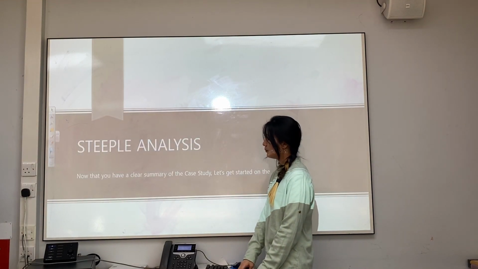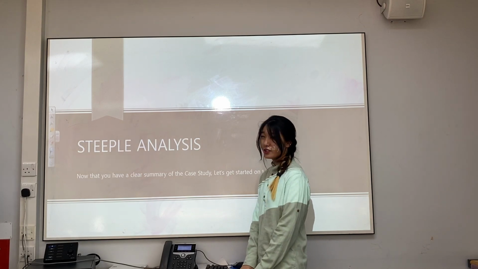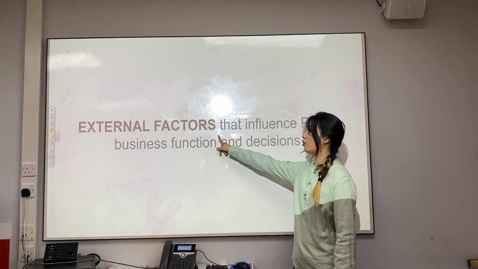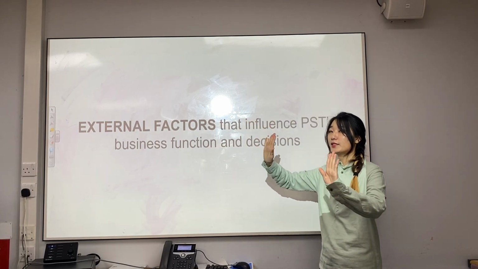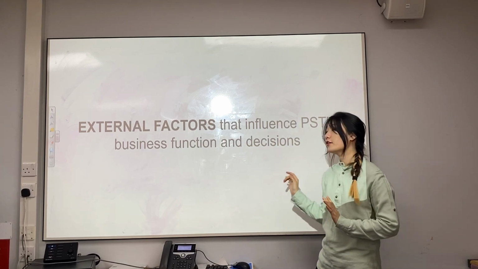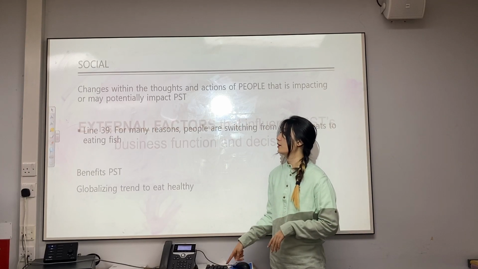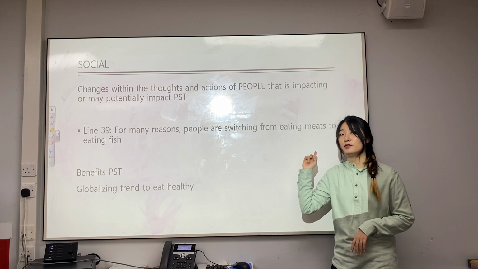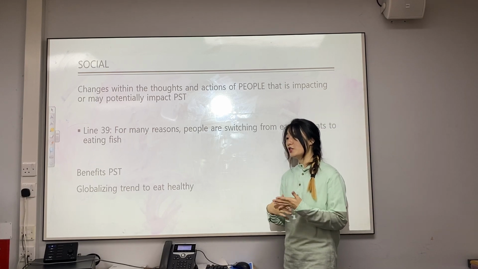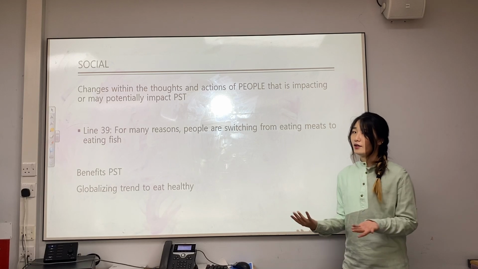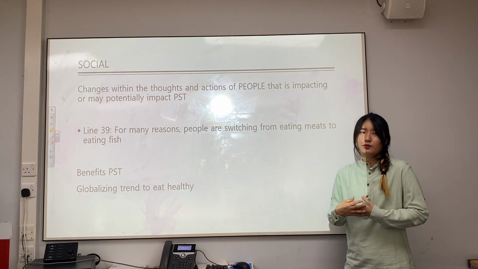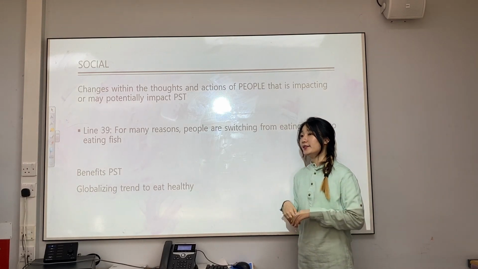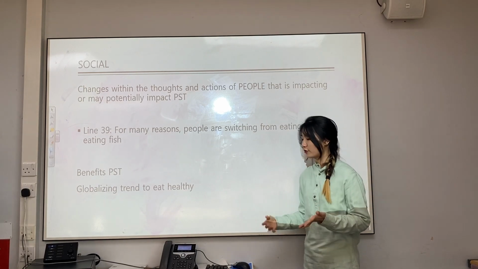So we'll quickly run through STEEPLE analysis. There isn't too much, but just realize that STEEPLE is always external factors. So it's things that businesses have no control over, and how they influence PST. First, we've got social. In the case study, it says many people are switching from eating meat to eating fish. So there seems to be a social trend going on about eating healthily or eating less meat. That's going to benefit PST because, well, obviously they're selling fish.